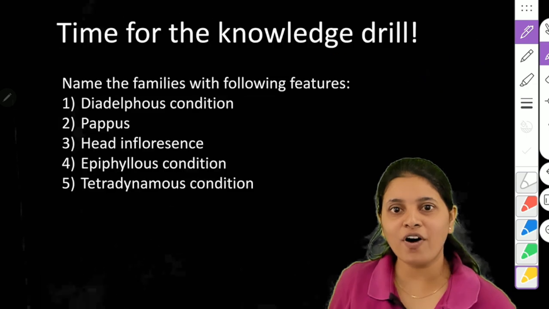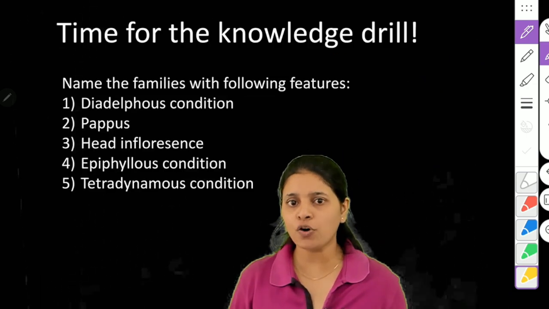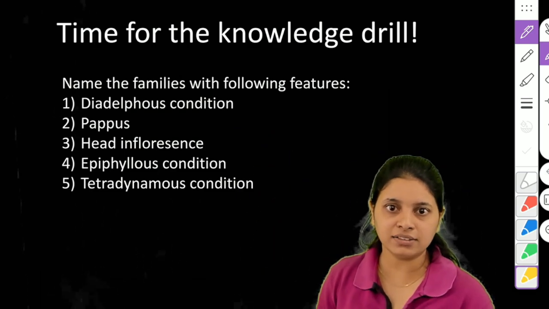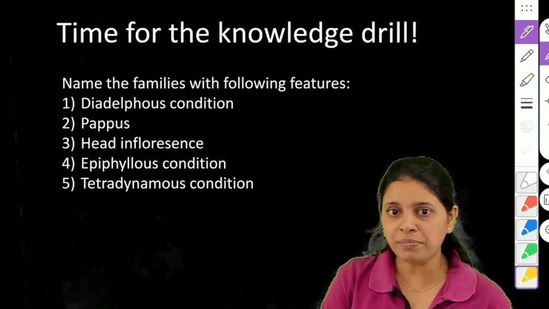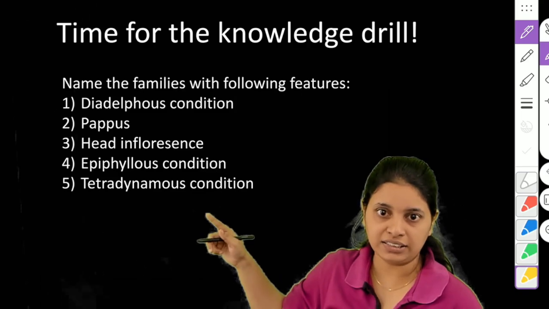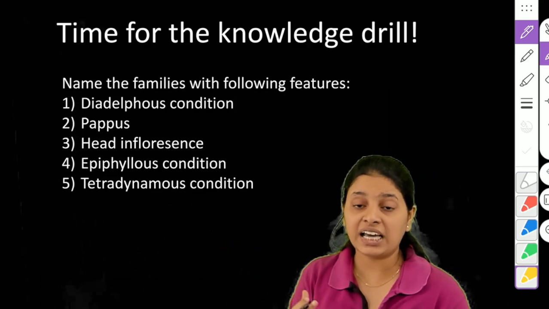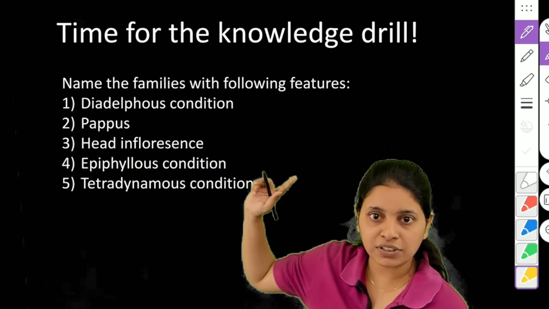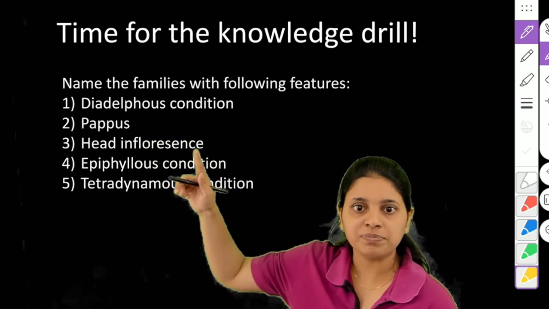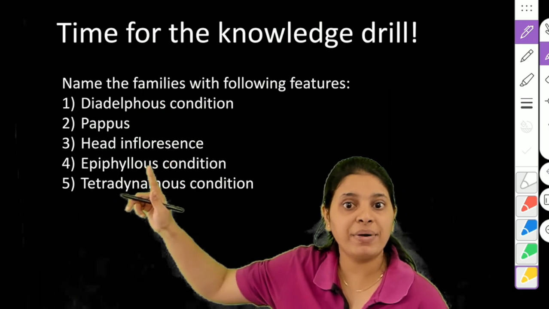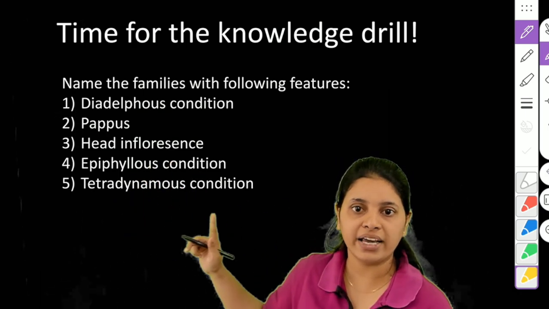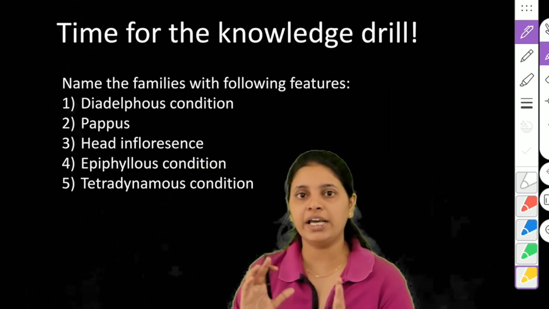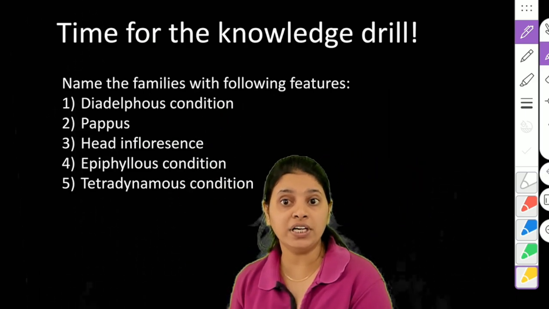Now it's time for knowledge drill. So based on all the characters which we have studied so far, okay, I've mentioned some characters. In the comment section, tell me these characters are actually describing which families. Okay, so what are the characters? Diadelphous condition, pappus, head inflorescence, epiphyllous condition, and tetradynamous condition. Okay, tell me in the comments, these characters actually explain features of which family.